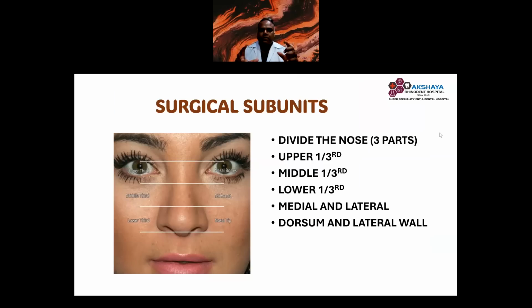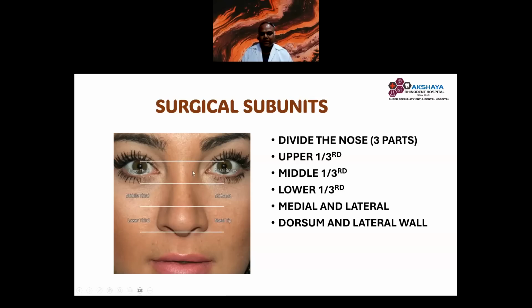When you operate, the patient is intubated. Now you have to divide the nose into three surgical subunits: upper one third, middle one third, and lower one third. So whenever you operate, you have to see the deformities in the upper one third and correct them, then the middle one third, then the lower one third, like that. You have to divide the nose. It will simplify the surgical procedure.